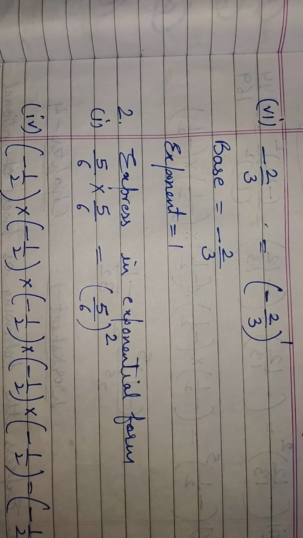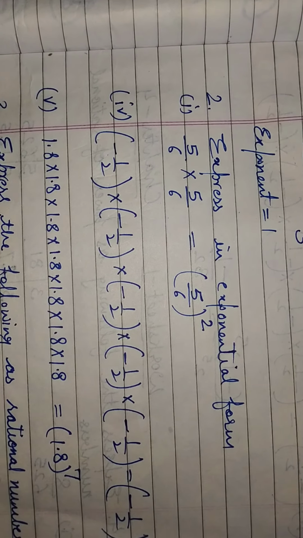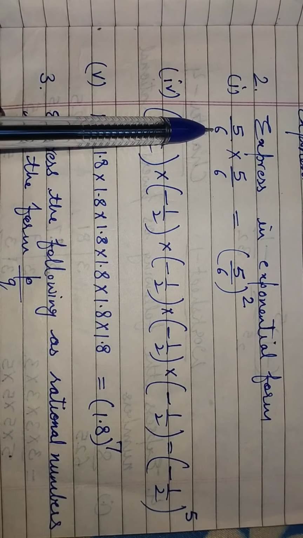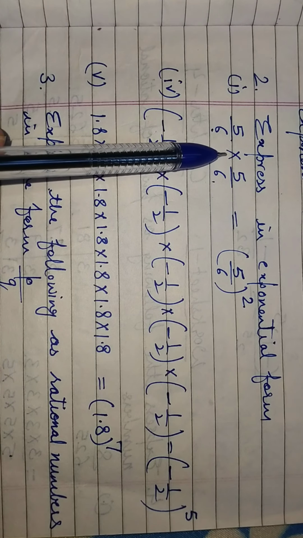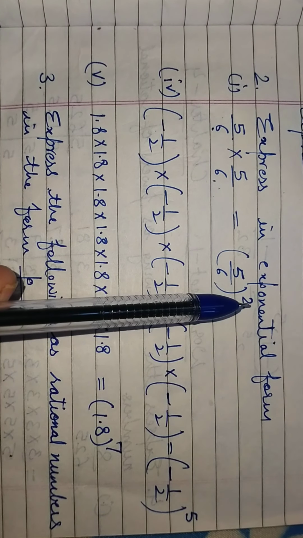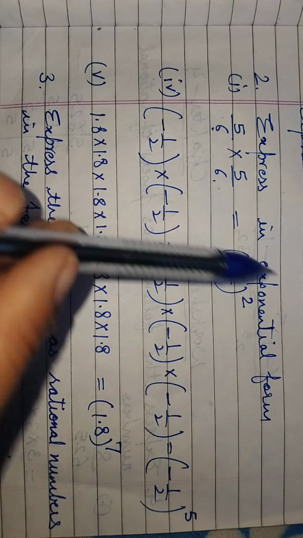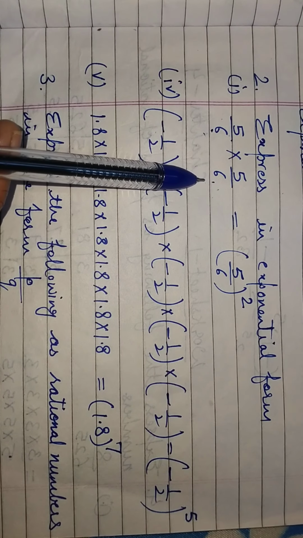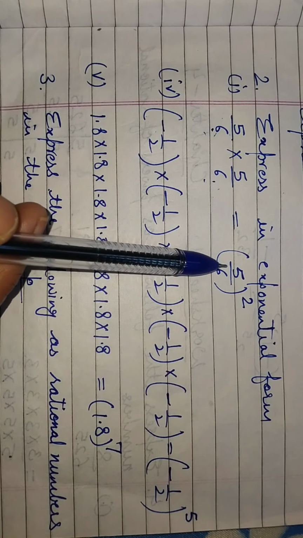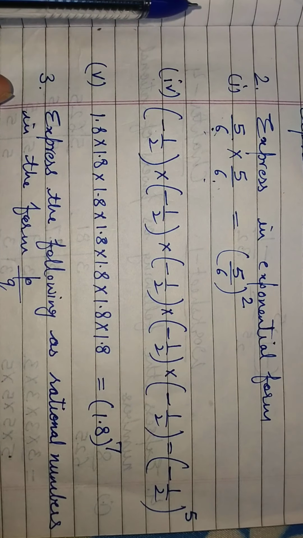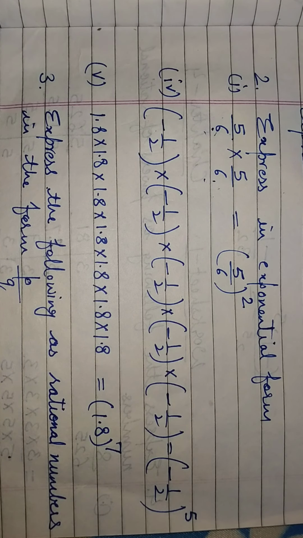Question number 2: express in exponential form. You already did this in 6th class also. 5 upon 6 multiply 5 upon 6 is given to you. This is 2 times, so you can write it like this, 5 upon 6 whole raised to power 2. The bracket should be written here. 5 upon 6 into 5 upon 6, this is 2 times, then you will write power 2. If it is given 3 times, then write power 3. If it is given 4 times, then you will write power 4.